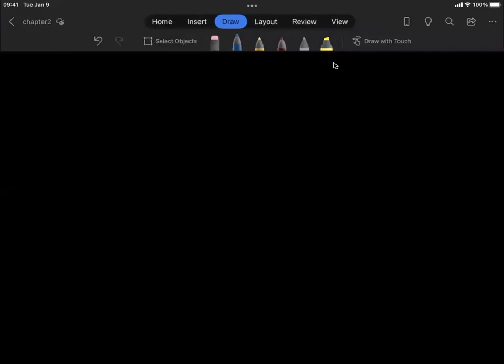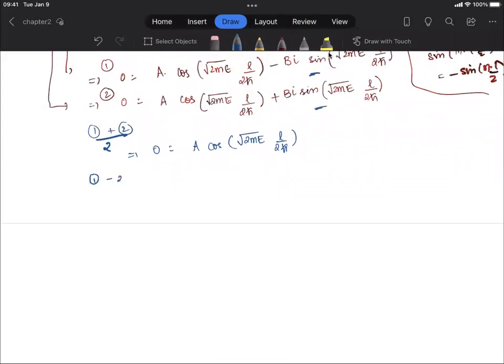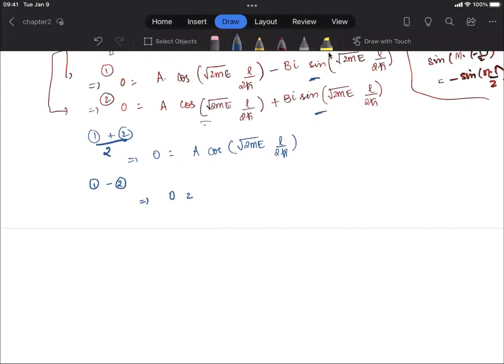Now, another thing I can do would be to subtract the equations, right? That will be the cos terms get subtracted, and I will have negative 2bi sine of root 2mE L over 2h bar. Now, if I divide the whole thing by negative 2i, I can just remove that from here. That's what this equation will be, right?